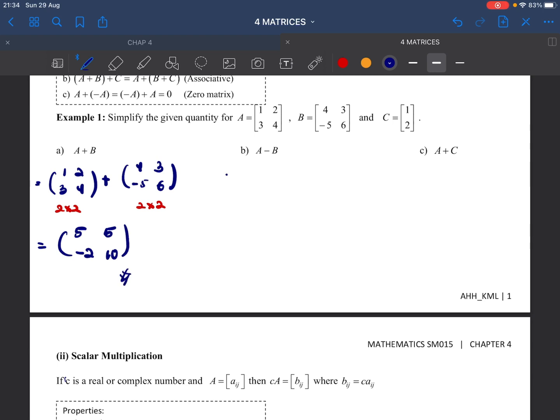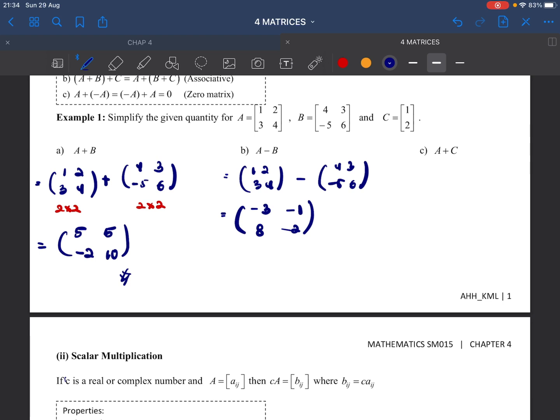So for A minus B, so we will have 1, 2, 3, 4 minus 4, 3, negative 5, 6. Sama. Okay, the order is the same. So kita boleh tolak. So 1 minus 4, negative 3, 2 minus 3, negative 1, 3 minus negative 5 is 8, 4 minus 6 is negative 2.